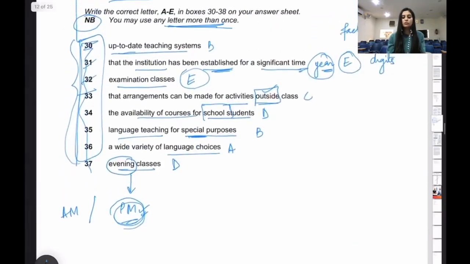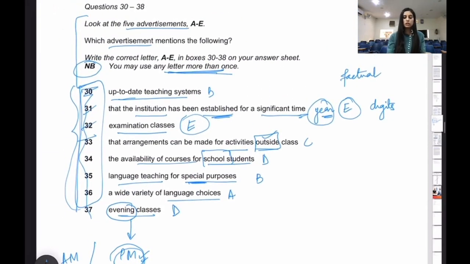Such questions, if done with proper concentration, these 8 questions can be easily completed in 5 to 6 minutes. This is also some extra time that I'm giving to you. So it's very easy to locate the answers to such questions.